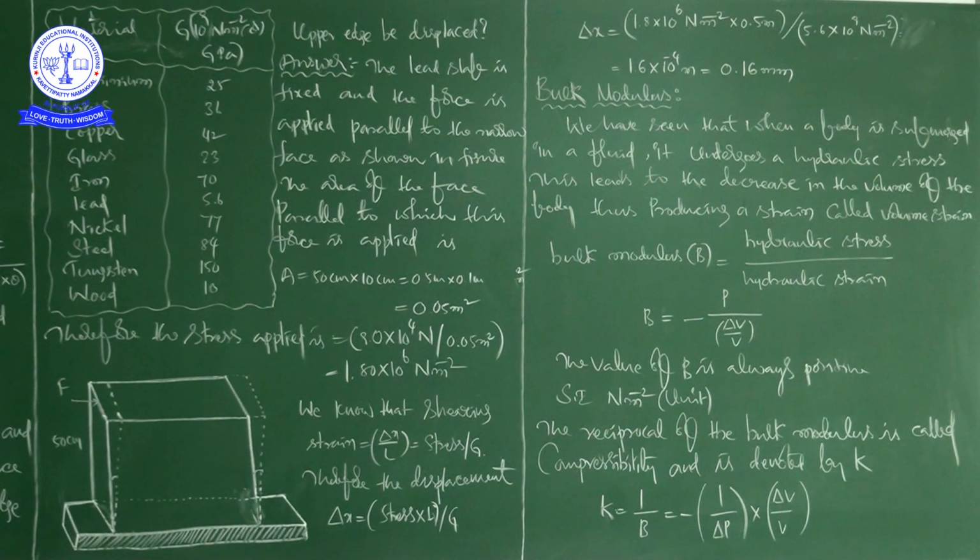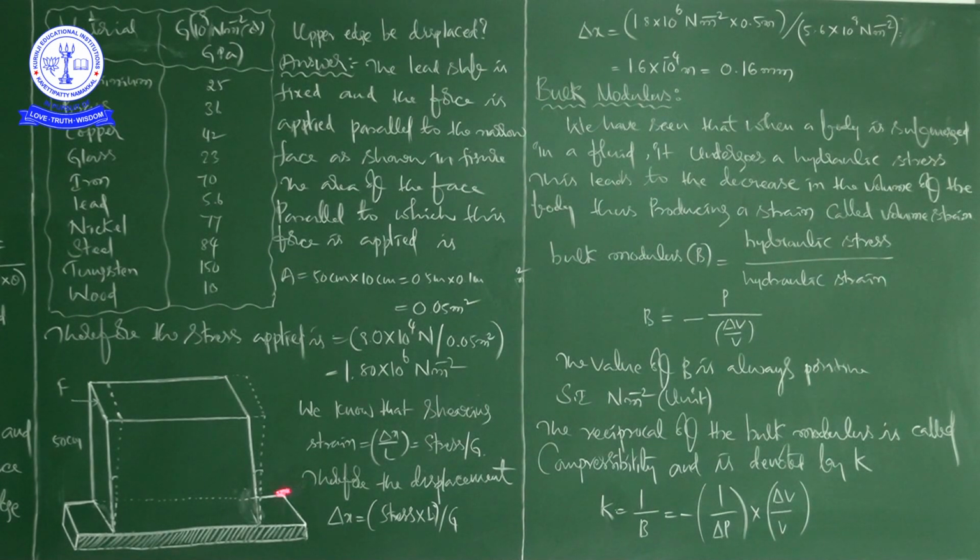So, 0.05 is 5 into 10 to the power of minus 2. The 10 to the power of minus 2 goes to the numerator, so it becomes 10 to the power of plus 2. So, 9 by 5 means 1.8. So, it is 1.80 into 10 to the power of 6 Newton per meter square. Next, we know that shearing strain.